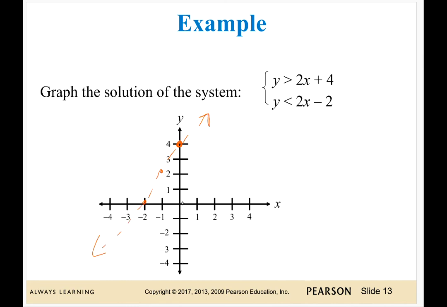And then I'm going to test 0, 0. So is 0 greater than 0 plus 4? That is not true. 0 is not greater than 4. So that means I would shade all this space over here. All right, and then I'm going to go to the other one.